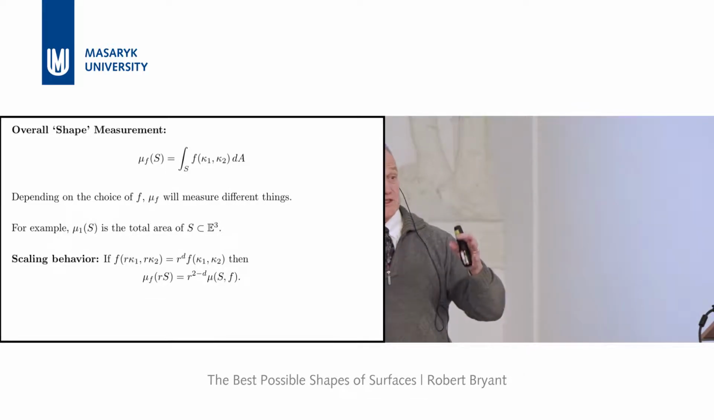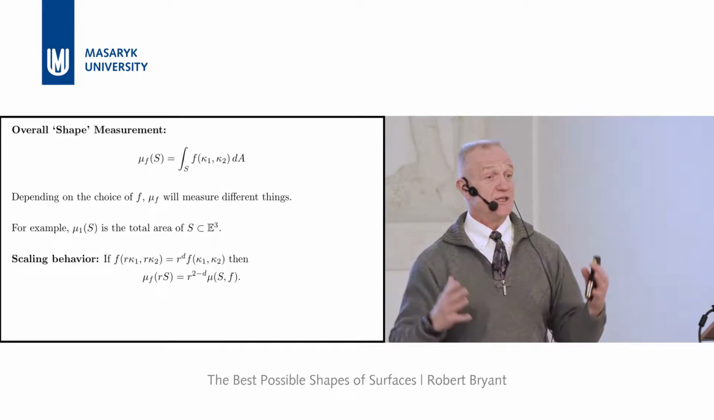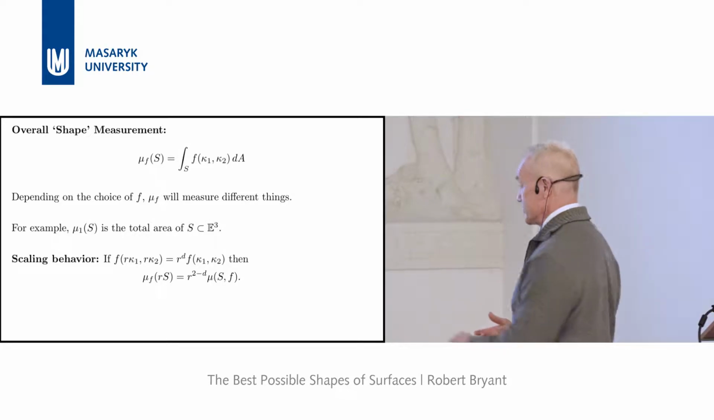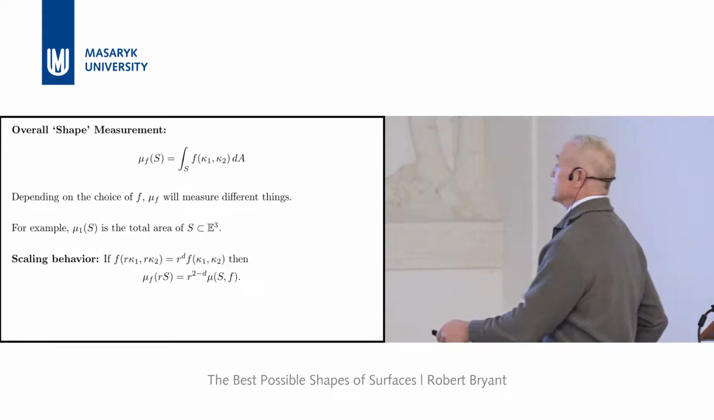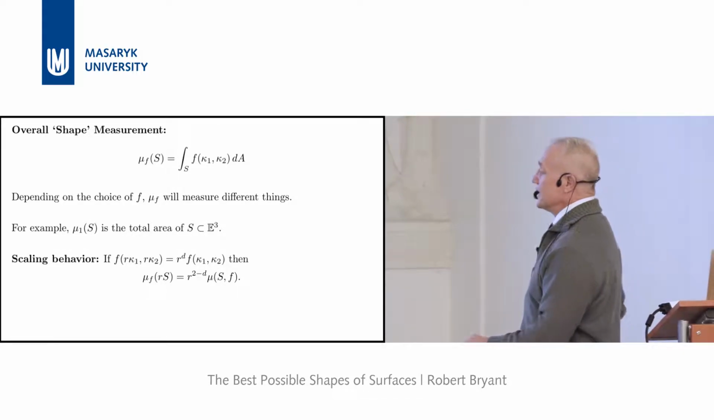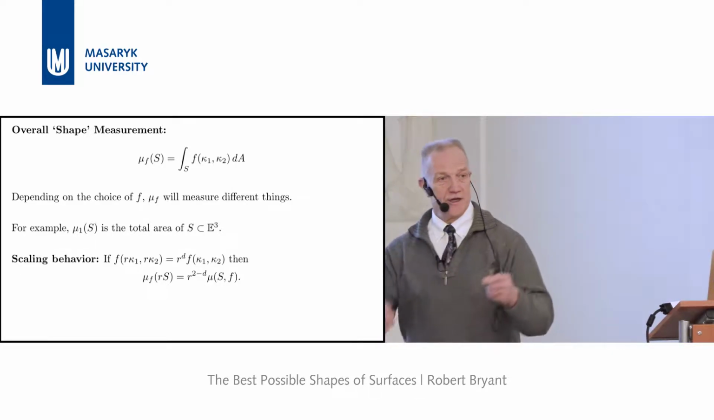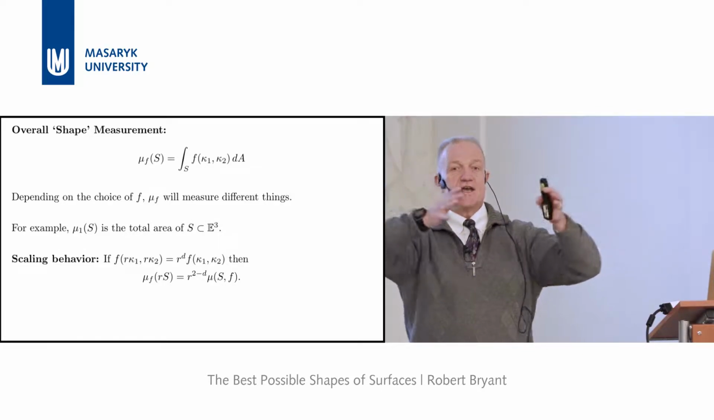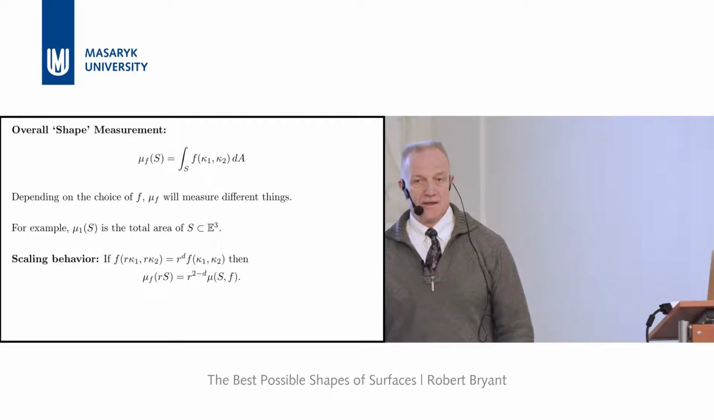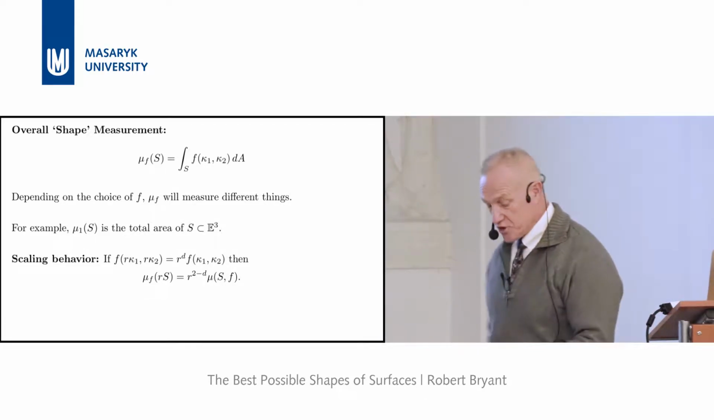The way to get rid of the scale problem is to choose d to be 2. That is, choose a function that's homogeneous of degree 2 in kappa 1 and kappa 2, and then this measure of shape, whatever it is, will not change when you scale. So that puts a pretty severe restriction.